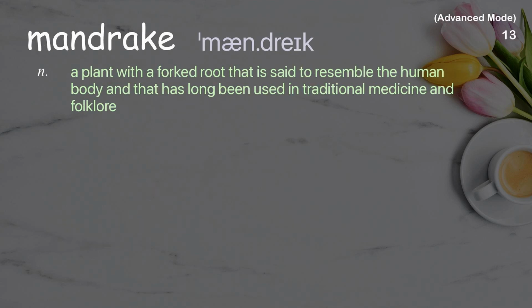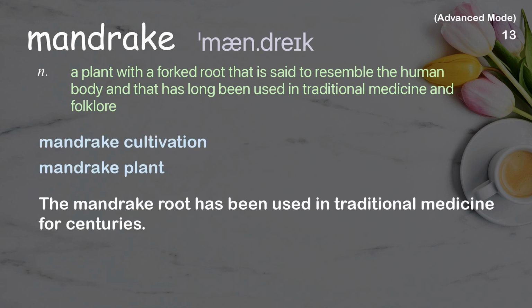Mandrake. A plant with a forked root that is said to resemble the human body and that has long been used in traditional medicine and folklore. Examples. Mandrake cultivation. Mandrake plant. The mandrake root has been used in traditional medicine for centuries.